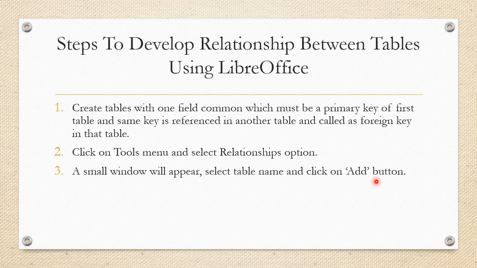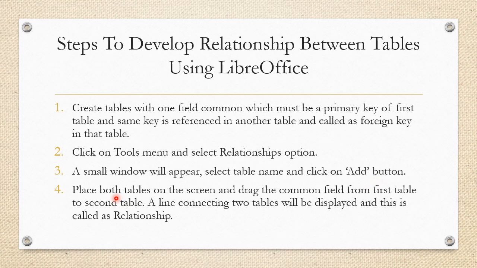Okay, for example, add the student table, then add the marksheet table. Okay, then what is the next step? Place both tables on the screen and drag the common field from the first table to the second table. A line connecting the two tables will be displayed, and this is called a relationship.